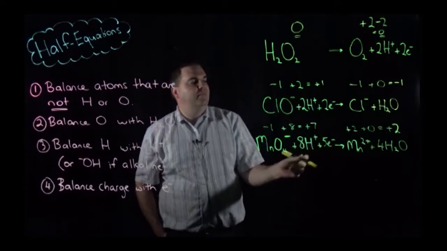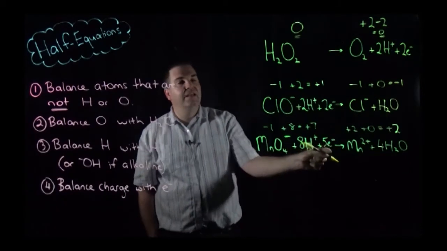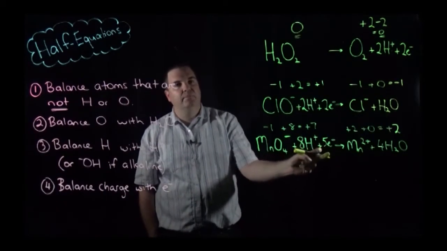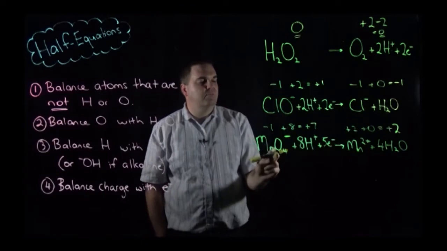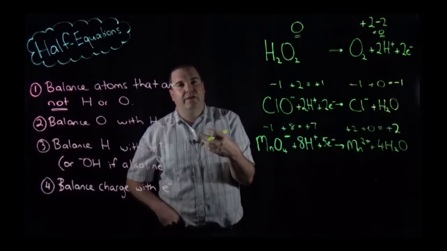Now, this is an example of a reduction because we're gaining electrons. They're on the left-hand side, so we're gaining them. So this is an example of reduction. So permanganate is an oxidizing agent. Again, have a look at that redox video if you haven't looked at that one yet.